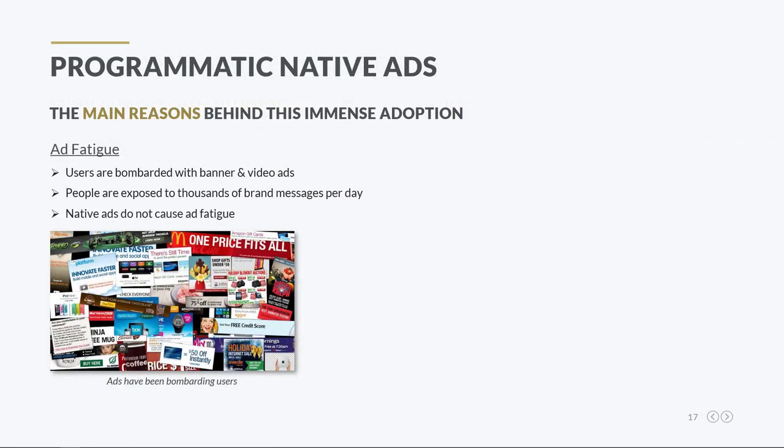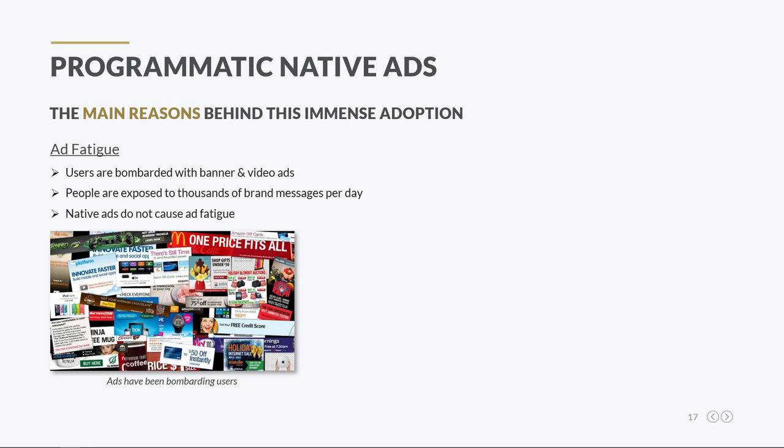Advertisers have been shifting their marketing efforts towards native advertising because of several reasons. One of the main reasons is ad fatigue. Internet users have been bombarded with banner and video ads over the last years, which typically interrupts them from consuming the content they are interested in.